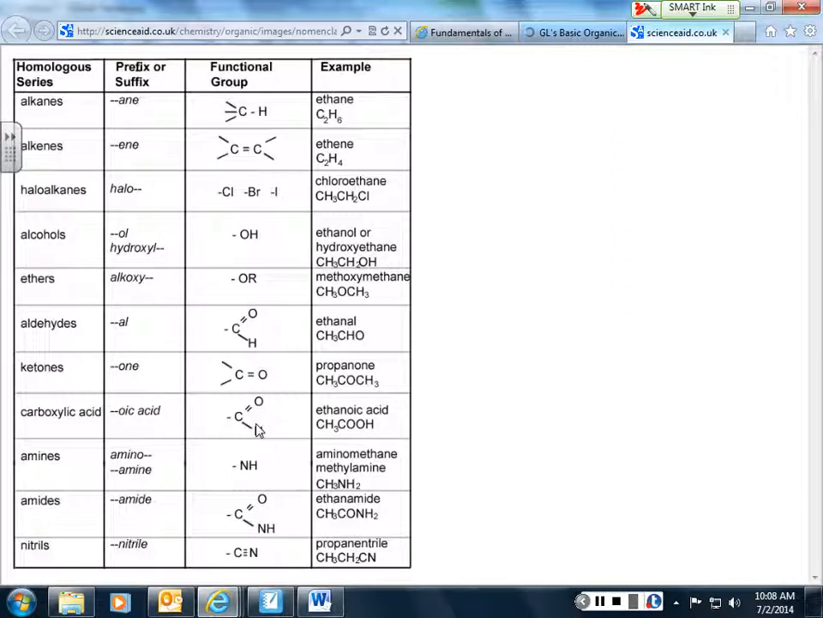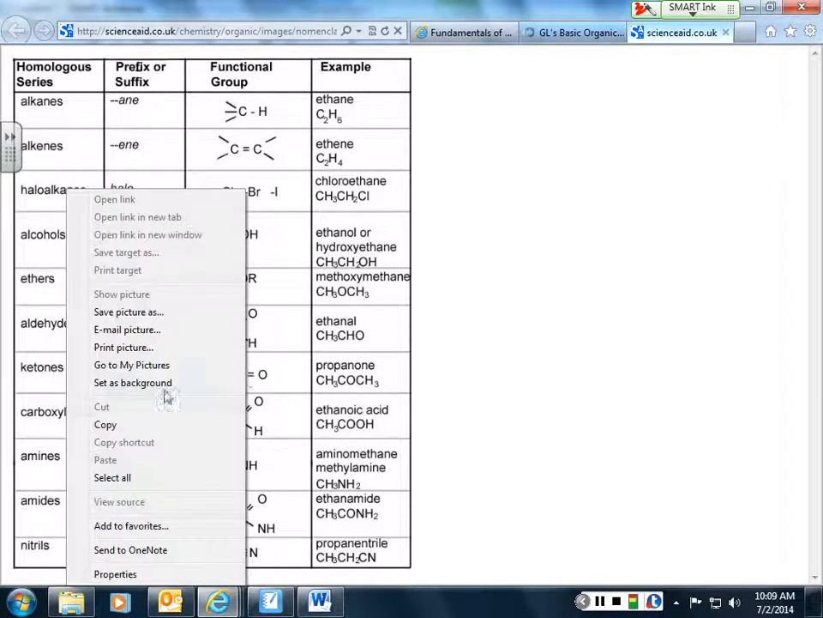So actually, if you know this chart, which I think is simple enough: alkane, "ane"; alkene, "ene"; alkyl halide, "halo"; alcohols, ethers, aldehydes, ketones, carboxylic acids, amide and nitrile. If you know this chart, that should be good.